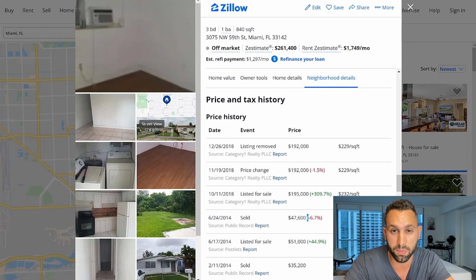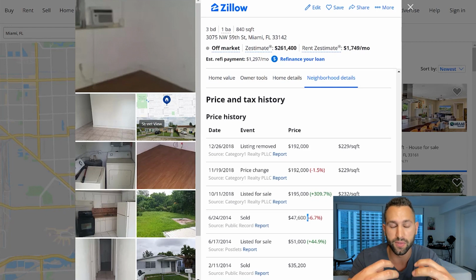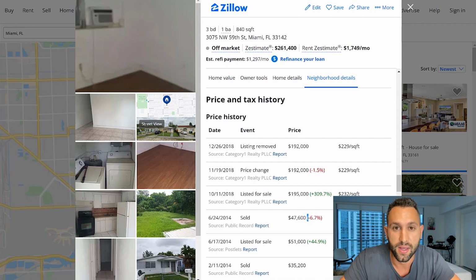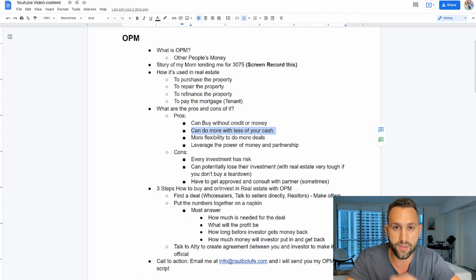And I wouldn't have been able to purchase 14 properties without other people's money. With all my cash, I would not have been able to buy 14 properties at an average of about 170,000 each. I just would not have had the liquid cash to do it. So just because you have cash does not mean you stop using OPM. You have to be smart about it.